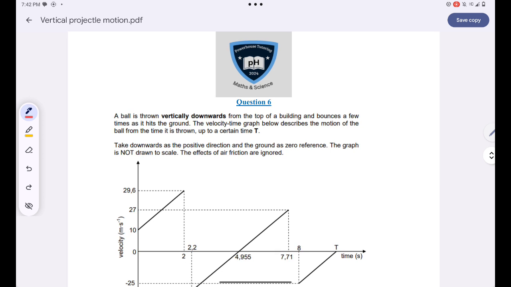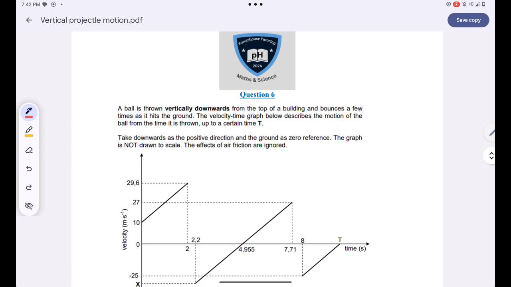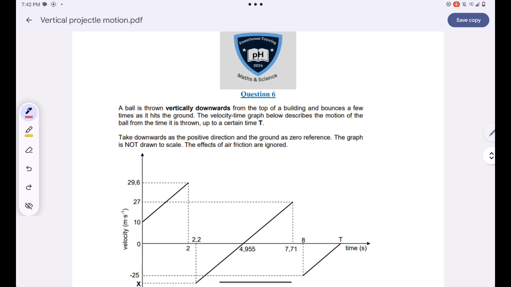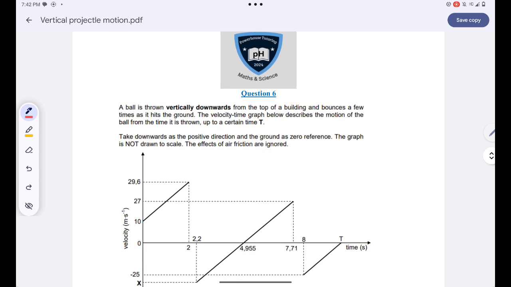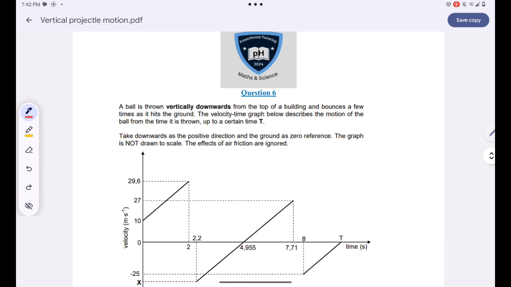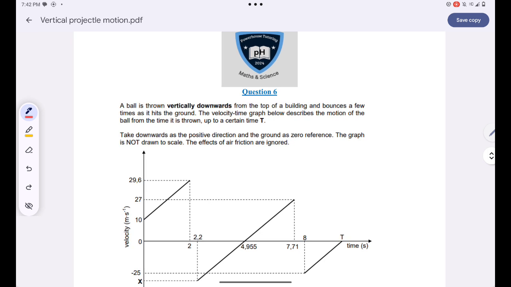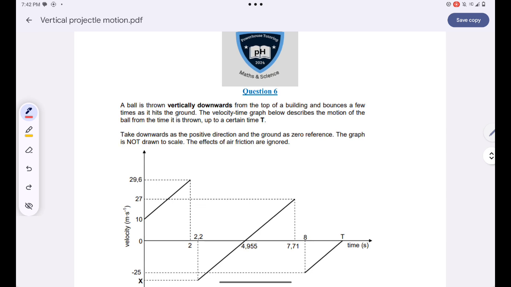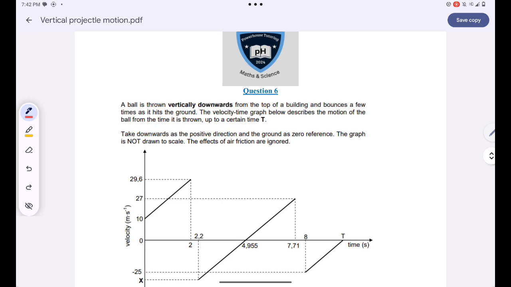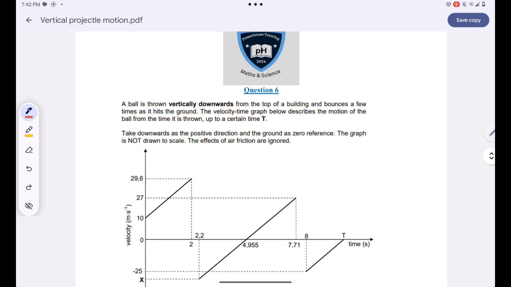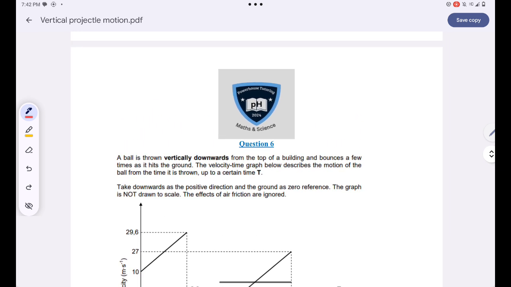Okay, we are told that a ball is thrown vertically downwards from the top of a building, and it bounces a few times as it hits the ground. The velocity time graph below describes the motion of the ball from the time it is thrown up to a certain time t. Take downwards as positive and the ground as 0 reference. The graph is not drawn to scale. The effects of air friction are ignored.